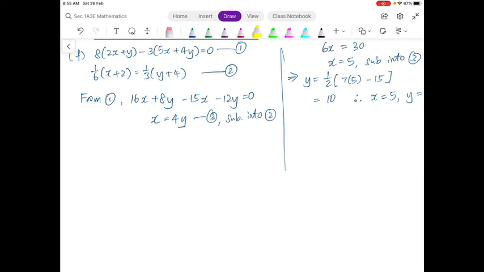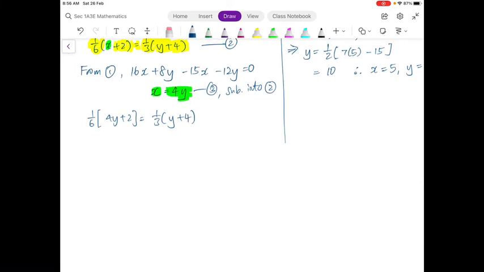So I'll do the same highlighting again. I will be copying down everything over here, basically anything that is not x. And every time I see the x, I'll replace it with x equals to 4y. So this gives me 1/6, 4y plus 2, and that's 1/3 y plus 4.